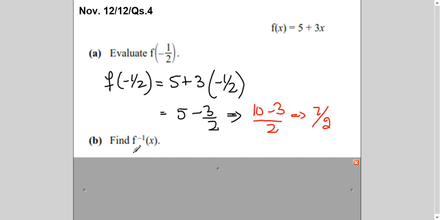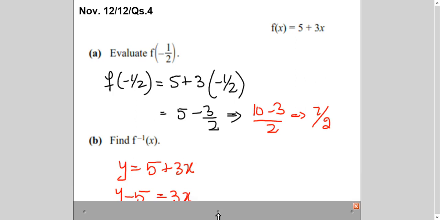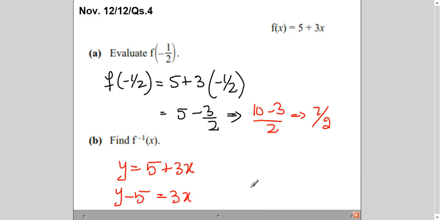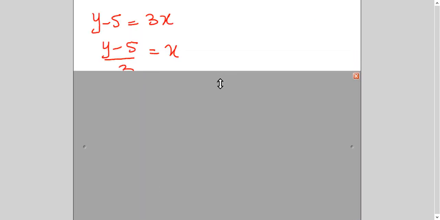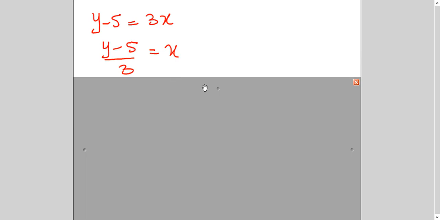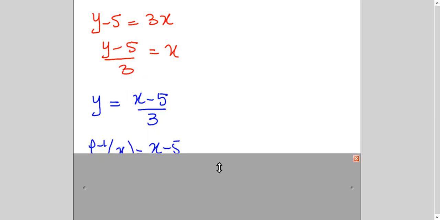Again, it is saying find the inverse function. So what technique did I tell you? There are 3 steps. Number 1, put the function equal to y. Then make x the subject. So I'm taking 5 here, and then I will divide by 3. After making x the subject, what was the third step? You remember? Replace x by y and y by x, right? So what you are getting is your inverse function.